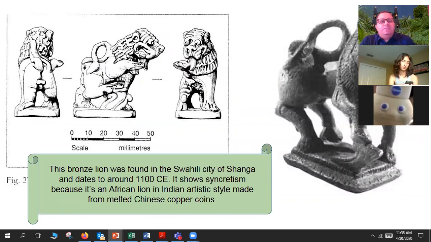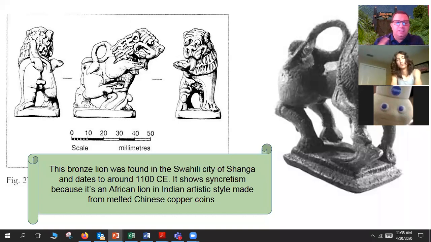Here's an example of syncretism for you. The way that this is syncretism is you have an African lion here, but it is made in an Indian artistic style, and it's made from Chinese coins, Chinese metal. So you have a syncretism here of 3 different cultures.